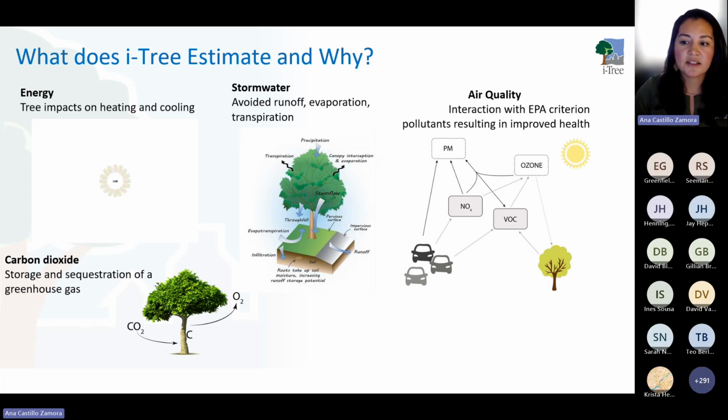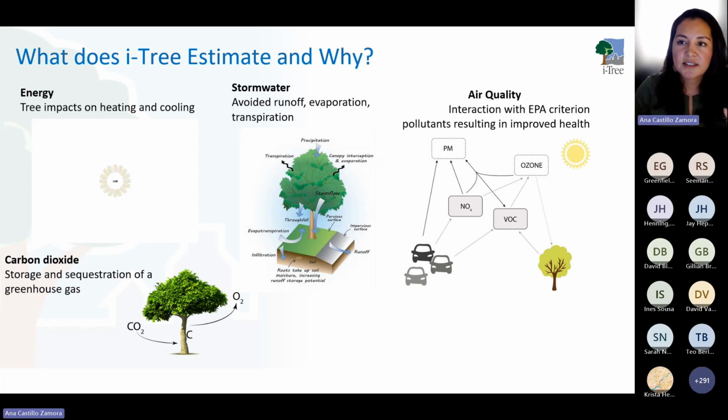And then the next one is stormwater. That is in the form of avoided runoff. So as I mentioned before, preventing water from entering the storm drains that a municipality would then have to treat. And that is, again, through the function of the trees, through evaporation, transpiration, and intercepting this water.